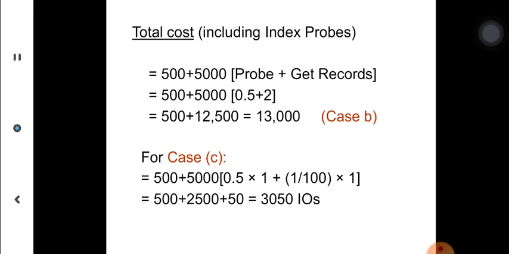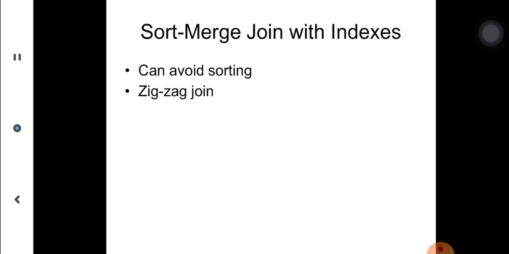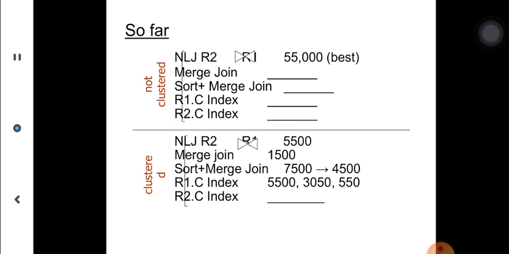So the total cost calculation comes like this, but the entire idea is the block based nested loop join versus index based nested loop join. What you see, you have different join operations in terms of costing, and you find the optimal cost plan. So sort merge join with indexes, you can avoid sorting, and you have zigzag join like this. So far it happens to be like this, that you may have nested loop join, and then you have a merge join, you have a sort merge join, and using different indexes.